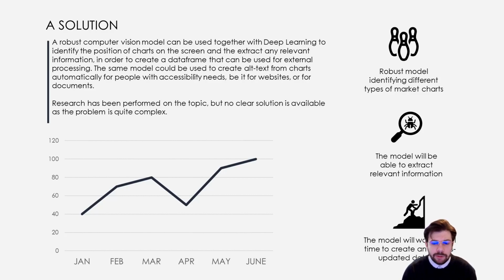They will also be able to extract only the relevant information. And finally, to create a model that would be able to work in real time on all the different charts and plots so that if a video capture is given, we'll be able to create an ever-changing data set.